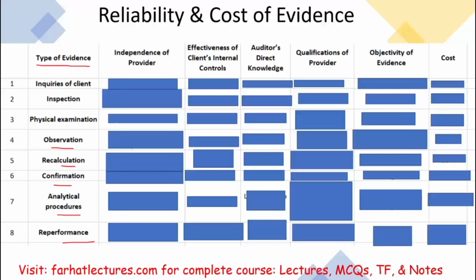There is, depending on the source of the evidence, the effectiveness of the internal control, the auditor's direct knowledge, the qualification of the person providing the audit evidence, and the objectivity of the evidence itself. So in this session, we're going to look at the type of the evidence and basically determine how reliable that evidence is from the various perspectives, whether independence of provider, effectiveness of internal control, so on and so forth. Let's go ahead and get started.